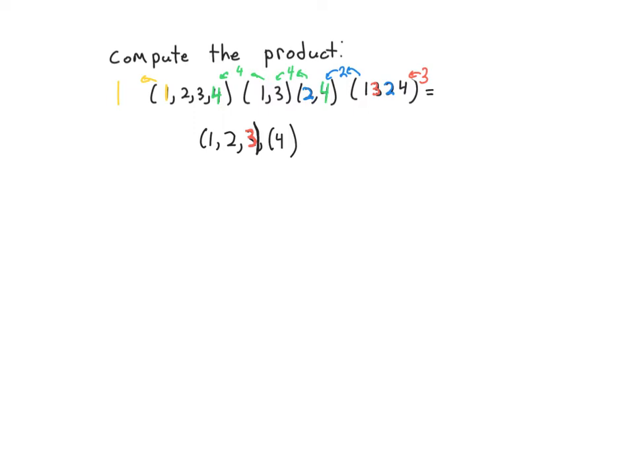You can check that. 4 gets sent to 1, so 4 goes in, 1 comes out. 1 gets sent to 3, and then 3 gets sent to 4. So sanity check, the answer's right. So this is the answer.